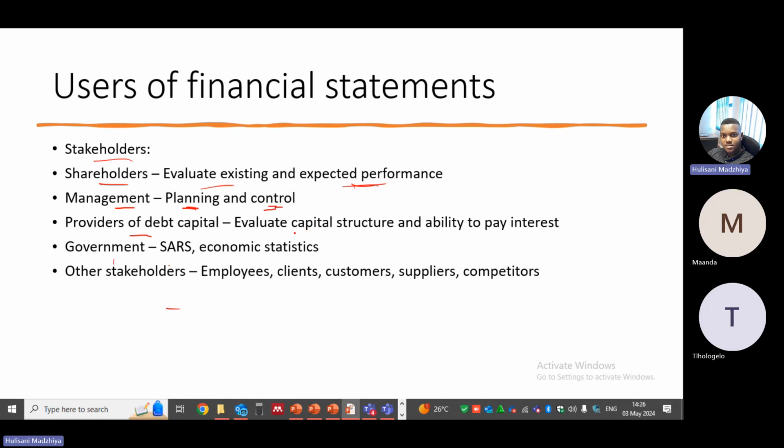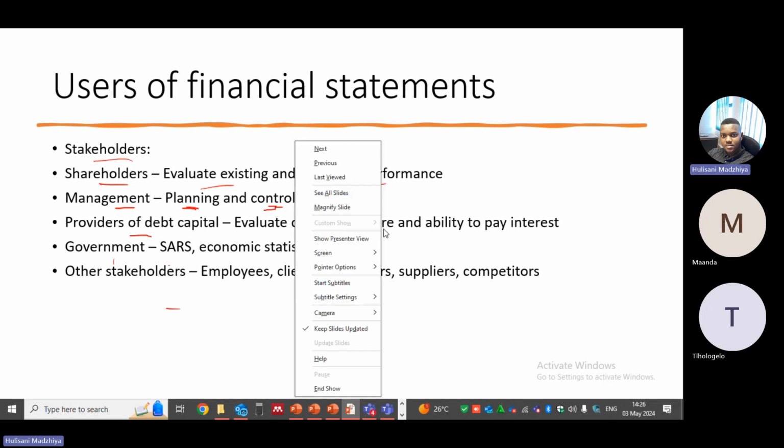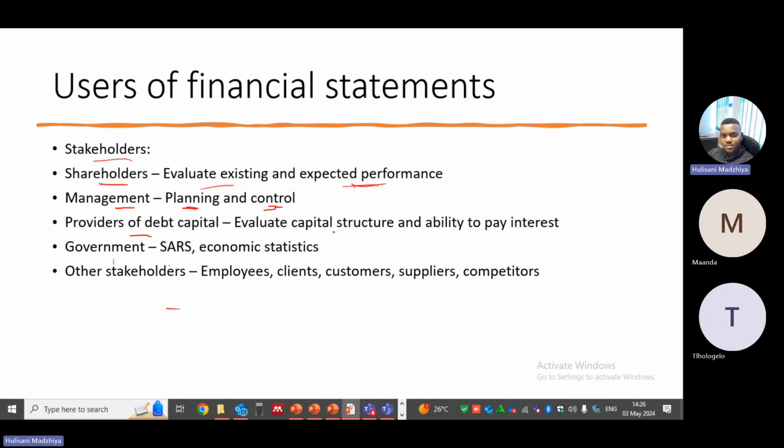So these guys will evaluate the capital structure of the company, which is from the statement of financial position, which gives us an indication of how much debt was used compared to equity, and therefore the ability to pay interest. This will be assessed through the income statement: how much profit was made and how much of that profit can be used to pay interest, or the installments that will be required from these guys if we were to give them a loan. So debt providers are also users of financial statements.